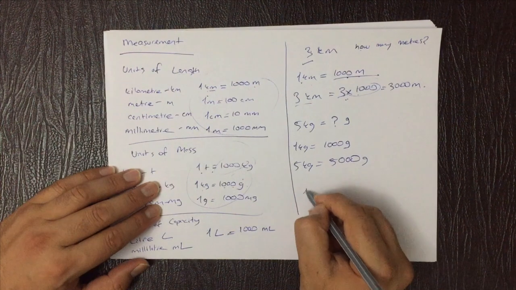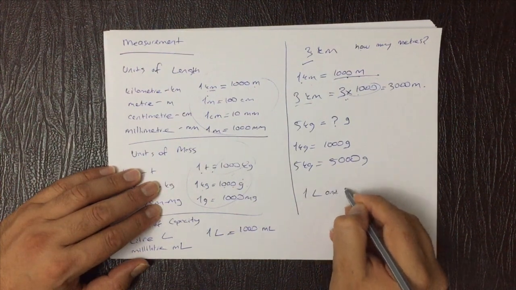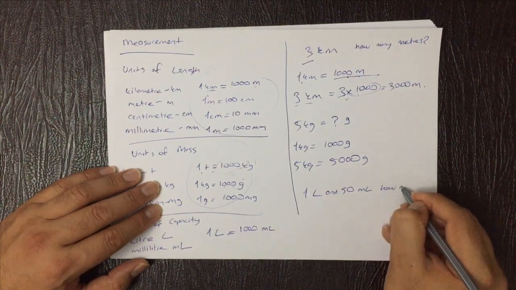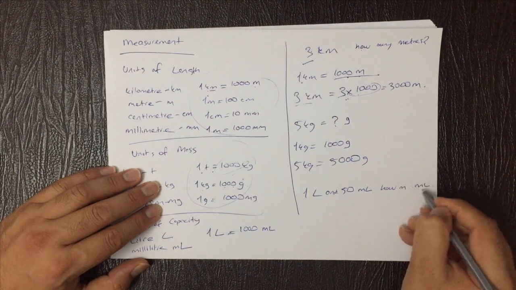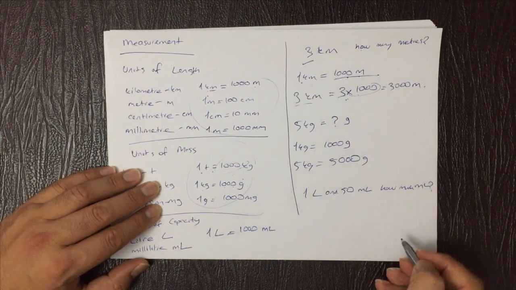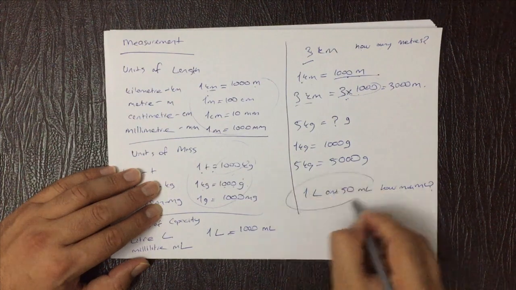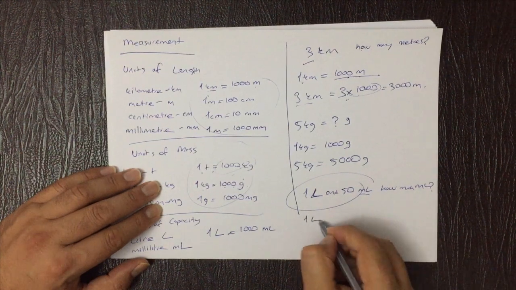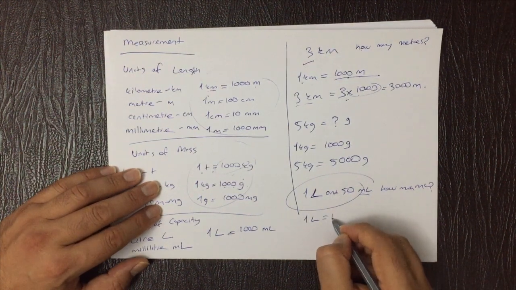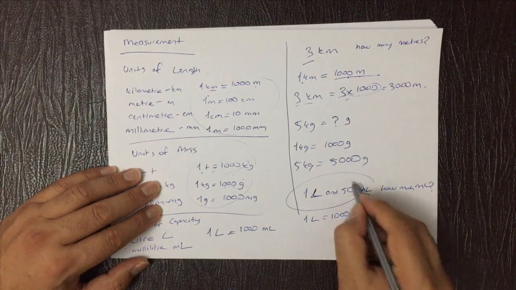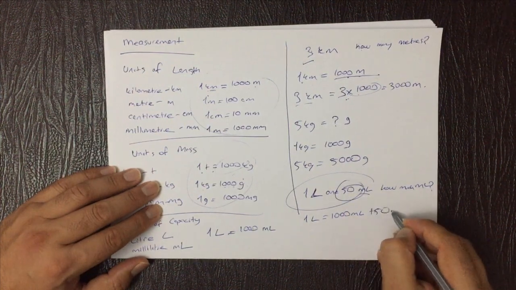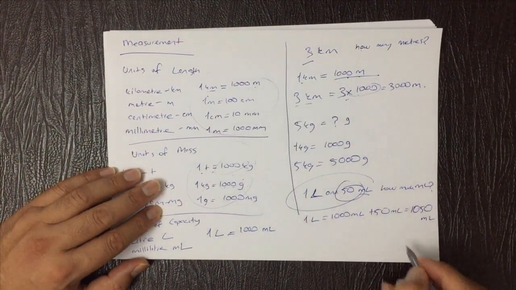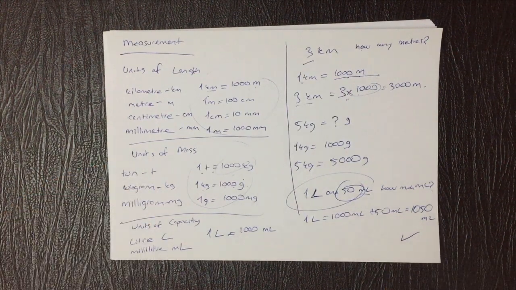For example, 1 liter and 50 milliliters. How many milliliters in total? There is the liter, so I have to convert. I have to change it to milliliters too. I know 1 liter is how much? 1000 milliliters. So plus 50 milliliters, of course, it is 1050 milliliters.